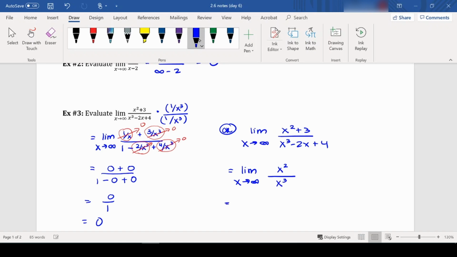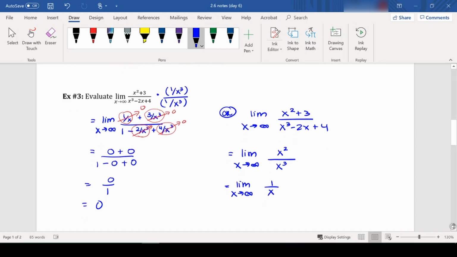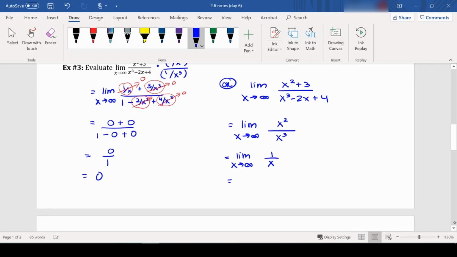Well, I can simplify that to be 1 over x. And again, I know if I take 1 and I divide it by a very, very large number, this is equal to 0. It approaches 0. My y value approaches 0 as x approaches infinity. So effectively, if you have a rational function, the top will behave like the highest power. The bottom will behave like the highest power if x is approaching infinity or negative infinity.